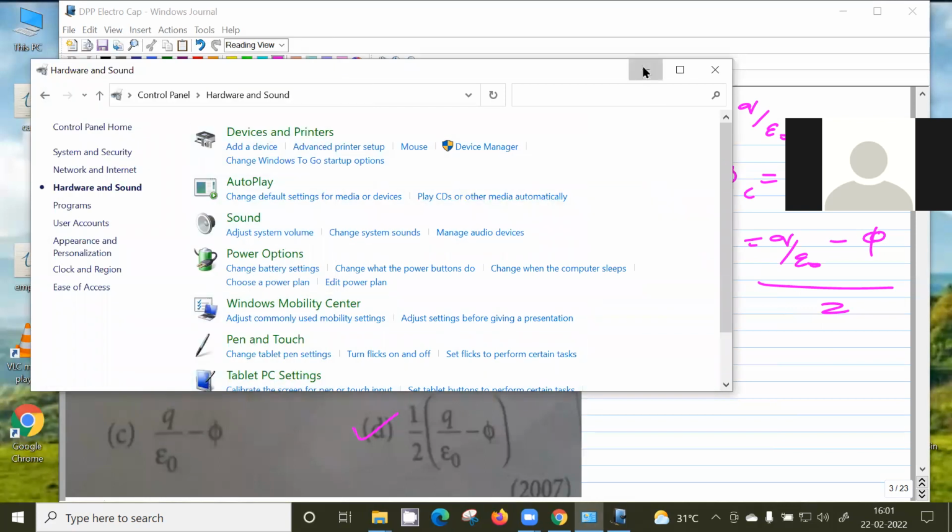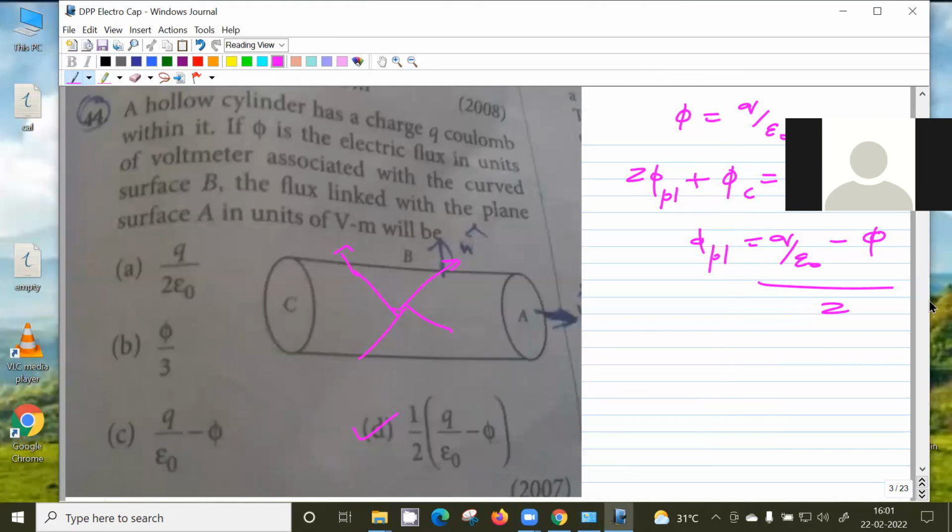What is the answer? One minute or so. Plane surface, say. So this is Gauss law, no? The total flux coming out of this charge will be q by epsilon naught. And that is passing through the curved surface and the plane surfaces. So 2 times the flux through the plane surface plus the flux through the curved surface is q by epsilon naught.